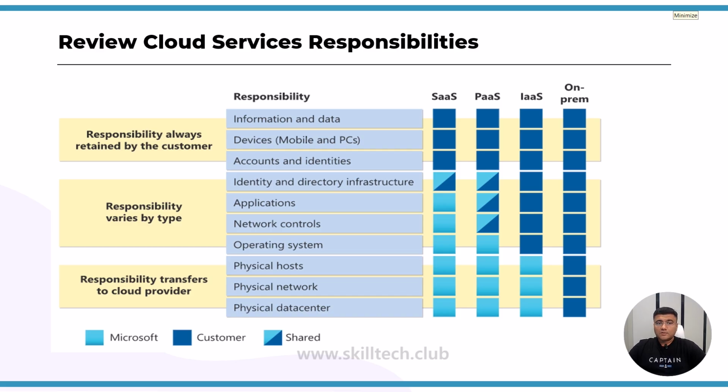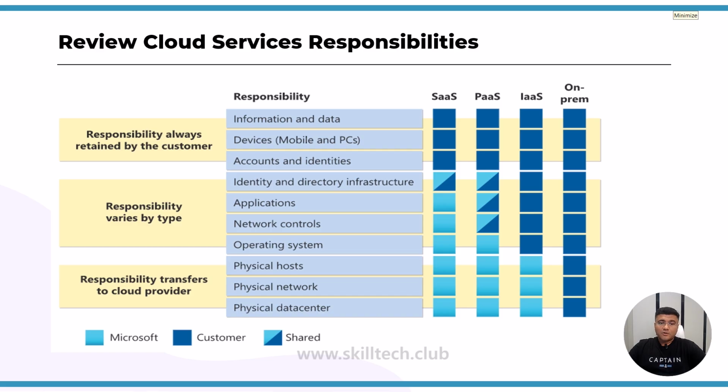And when we talk about this, we also have to focus on shared responsibilities. You can see here, information and data, devices, and accounts and identity are the three things which are going to be managed by us. So basically they are managed by the customers who are using the cloud, and the full control of that will be in our hands. On the other hand, there are a few things which are always taken care of by cloud providers, like physical hosts, physical network, and physical data centers.